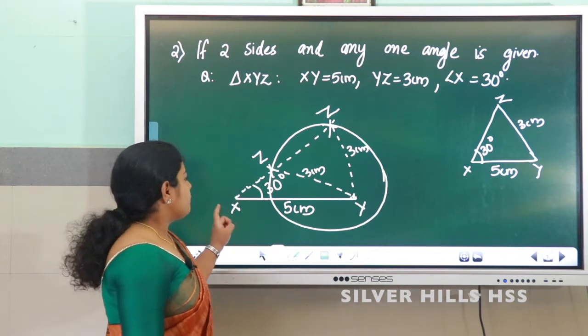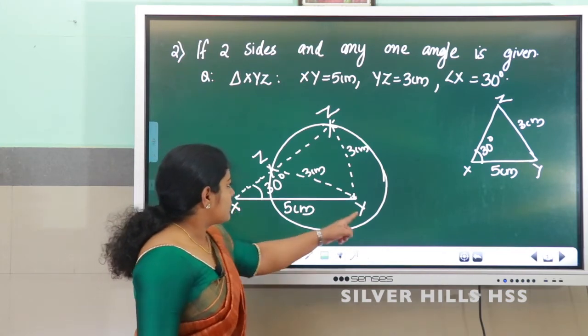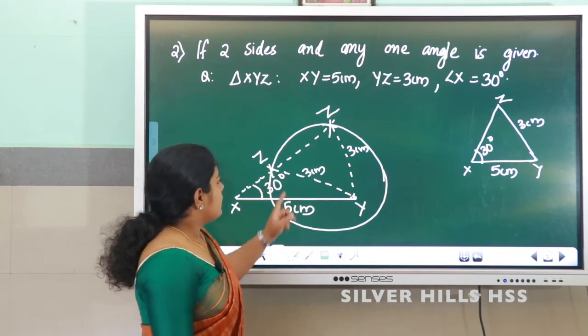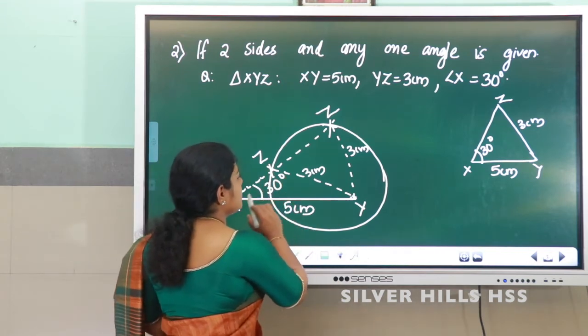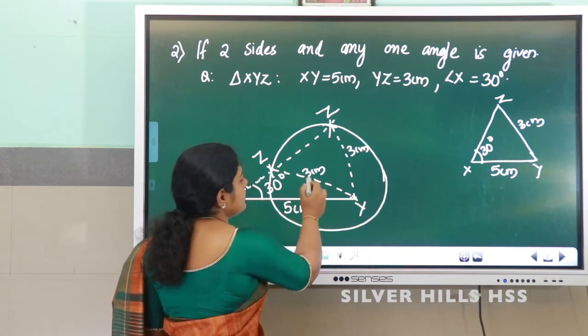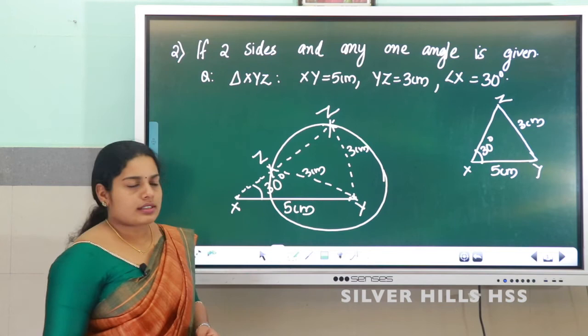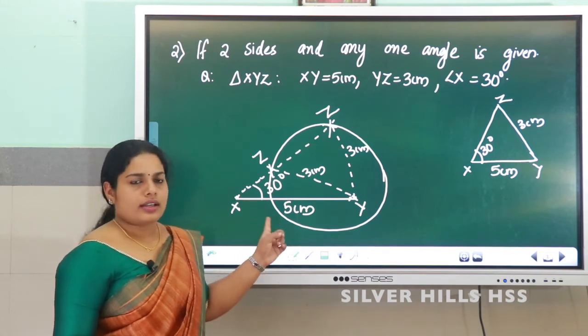Okay. So, we got a triangle XYZ where XY is 5, angle X is 30 degree and YZ is 3 centimeter. So, there is a chance for getting two triangles in this case. You can draw either one.